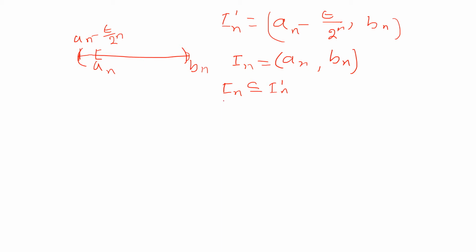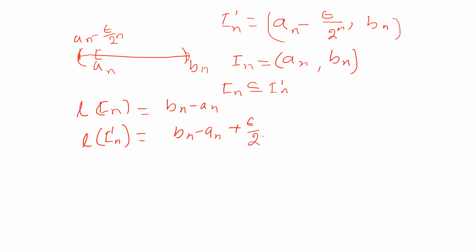So what is the length of the original interval? The length of the interval I_n is equal to b_n minus a_n. And what about the length of the new open interval I_n prime? This is equal to b_n minus a_n plus epsilon by 2 to the power n, but b_n minus a_n is the length of I_n, so this is l(I_n) plus epsilon by 2 to the power n.